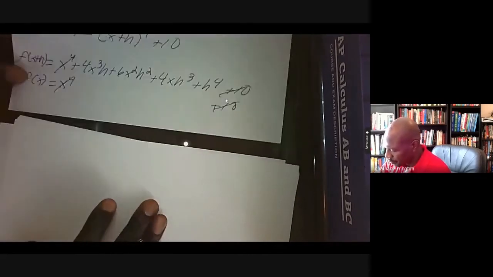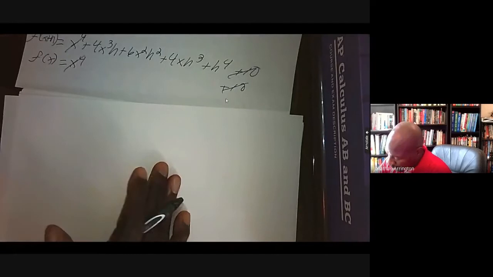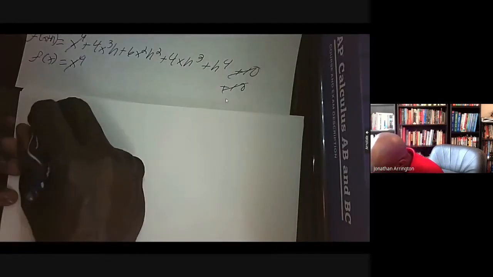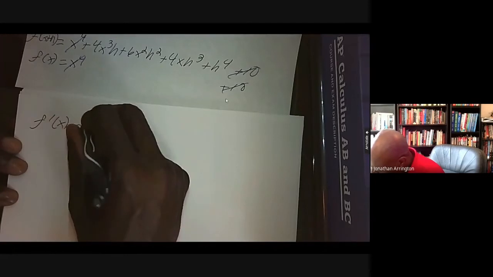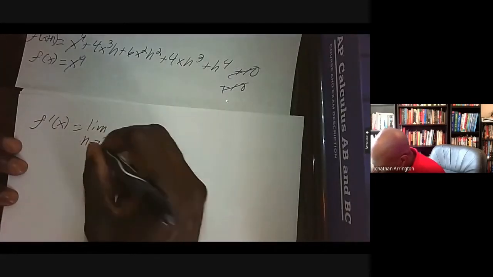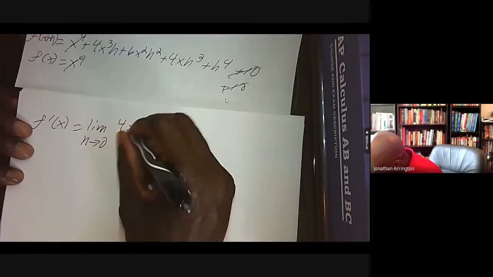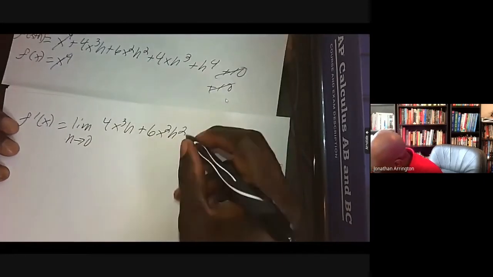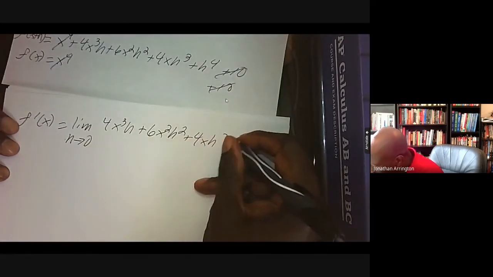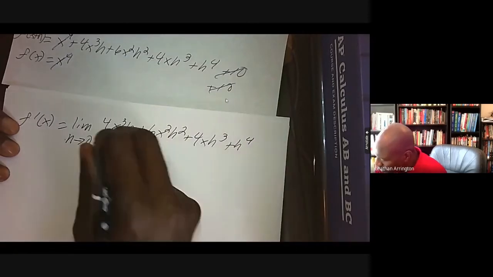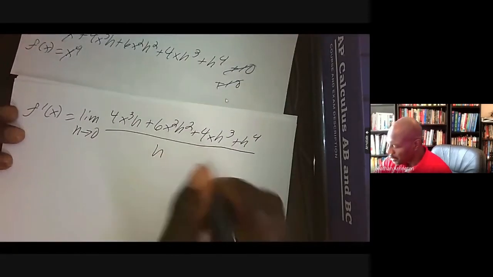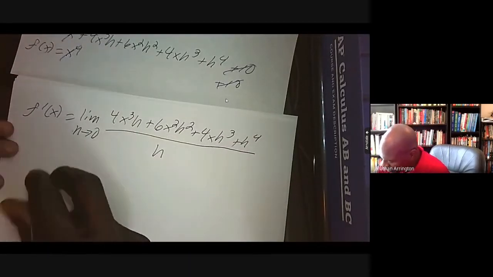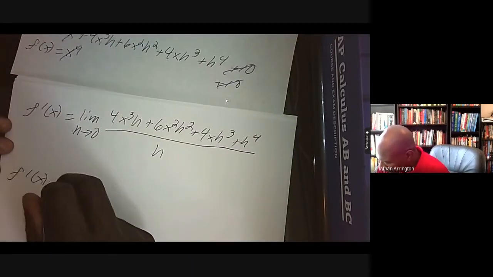And so what we will be left with: if we take the limit, I'm finding f prime of x, the limit as h goes to 0. So what do I have up here? I have a 4x cubed h, a 6x squared h squared, a 4x h cubed, and an h to the 4th, all of that over h. Everything has an h in it, so I'm going to divide everything by h.